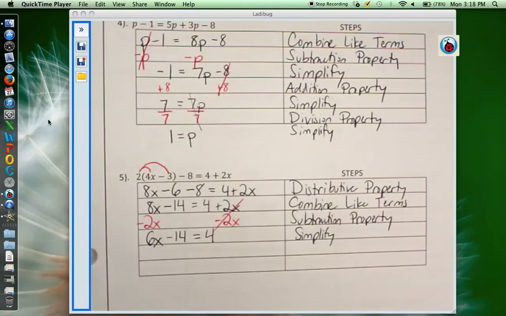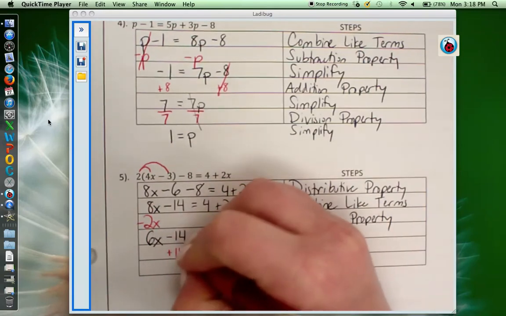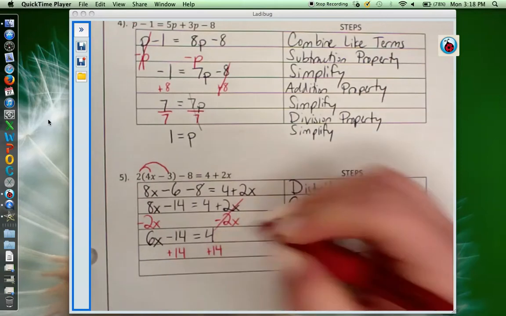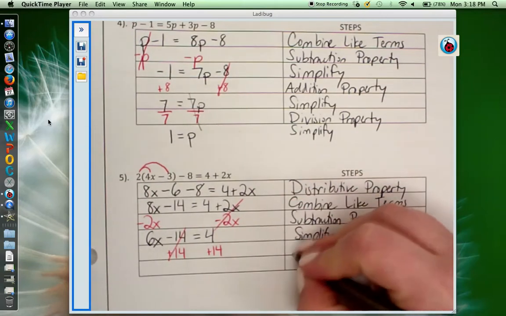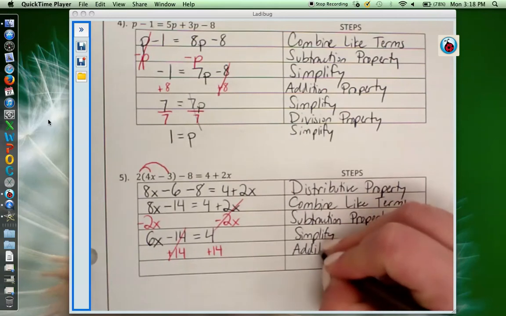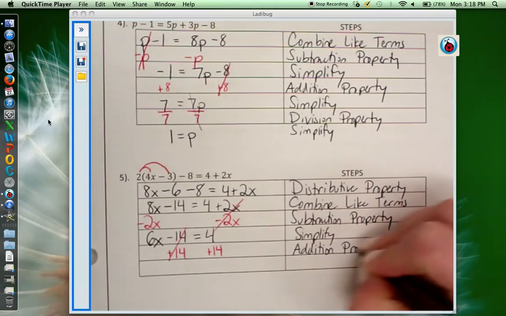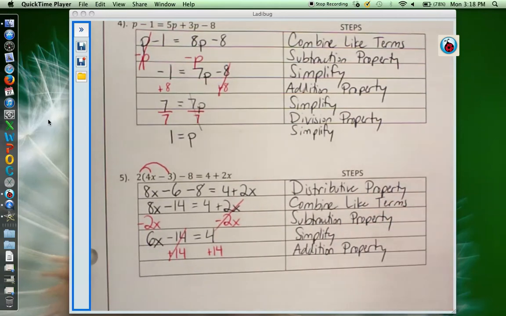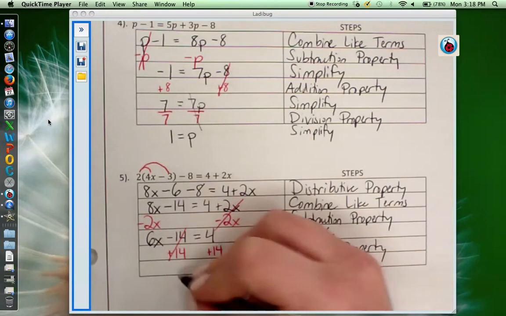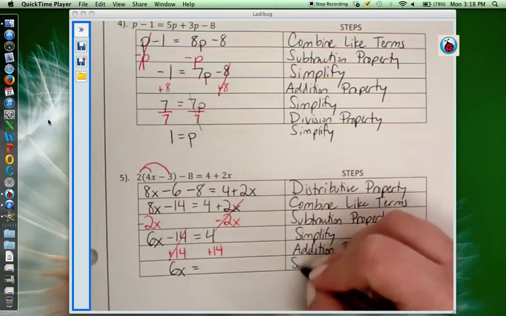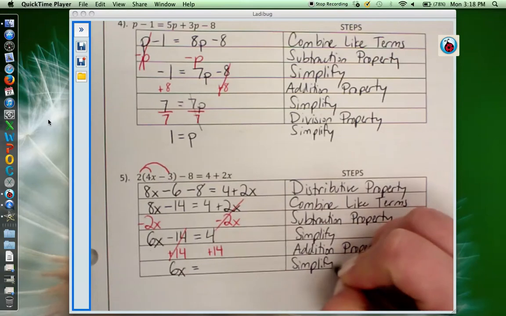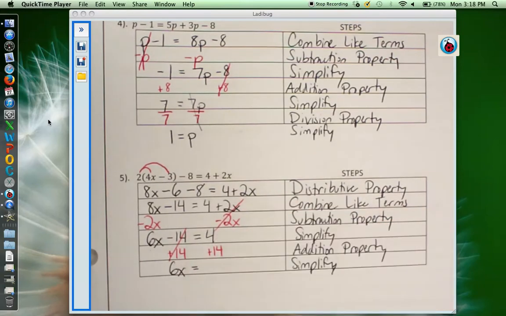So my next step is to deal with the 14. I'm going to add 14 to both sides, plus 14 plus 14 to cancel there. That is the addition property. On the left side, I have 6x left over. On the right side, I'm going to simplify 4 plus 14, which is 18.